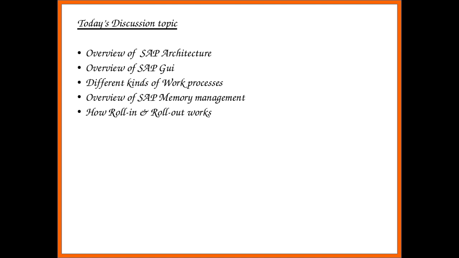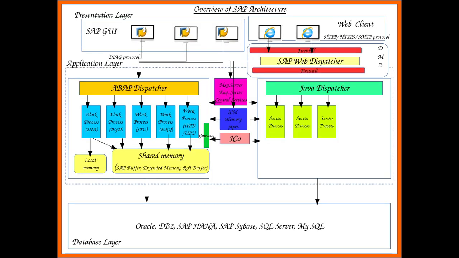Now we will show you the SAP architecture. SAP ERP is a three-tier architecture. The first layer is the presentation layer. The second layer is the application layer, that is the NetWeaver application server, and the third layer is the database layer, the database server. Okay.